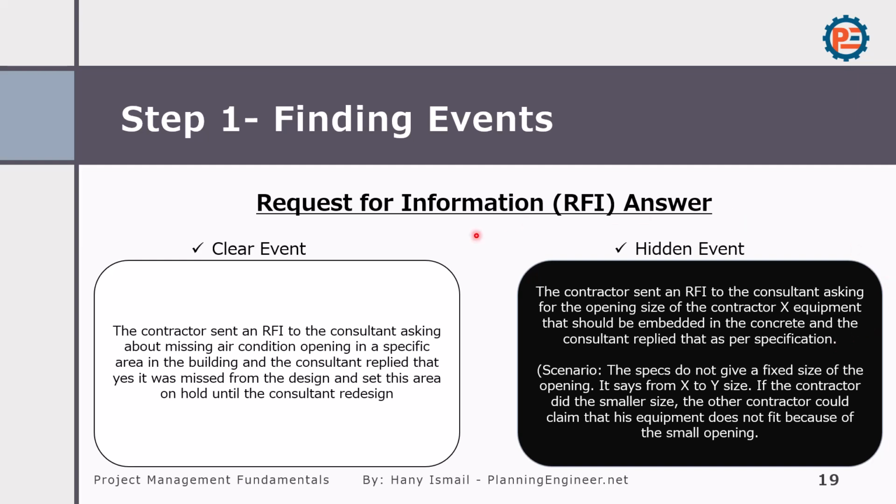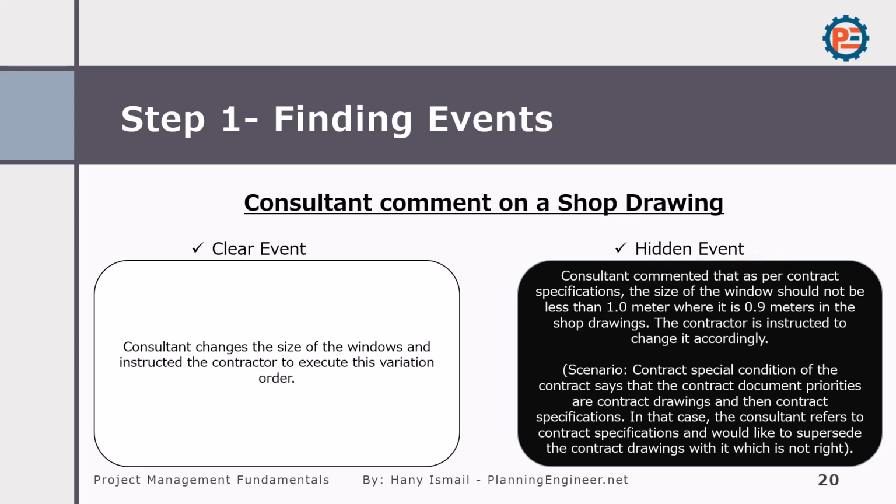Then you need to work out this one and convert it from hidden claim or hidden event into clear event. I would like to give you a few more examples about clear and hidden event to give you the overall idea. For example, the consultant changed the size of the window and instructed the contractor to execute this variation order. The hidden event could be the consultant commented that as per contract specification, the size of the window should not be less than 1 meter where it is 0.9 meter in the shop drawing. The contractor is instructed to change it accordingly.